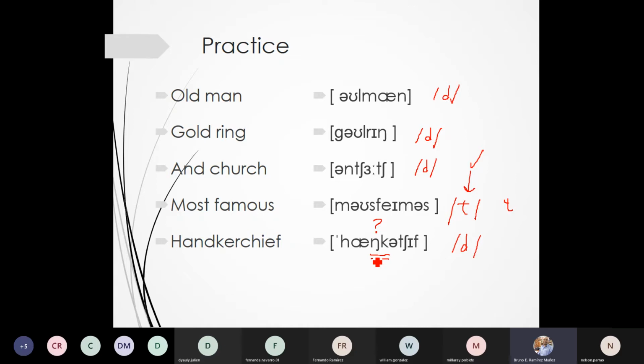Do you know which? Yes, D is the sound which is elided. Yes. Now, there's another feature of connected speech present here. I don't know if you're able to find out which one it is. Because it's not handkerchief, right?